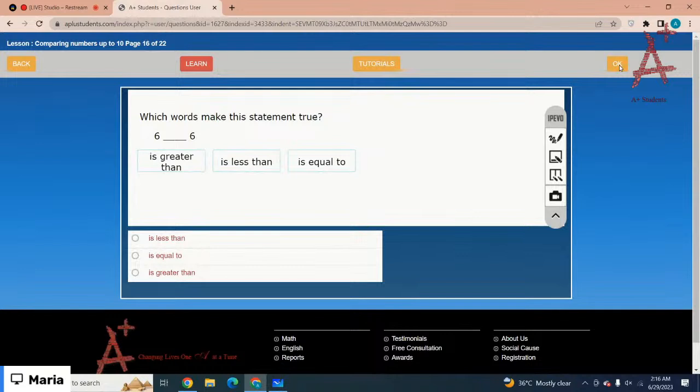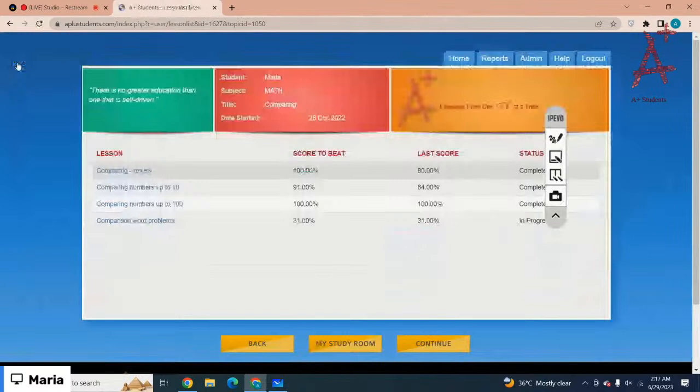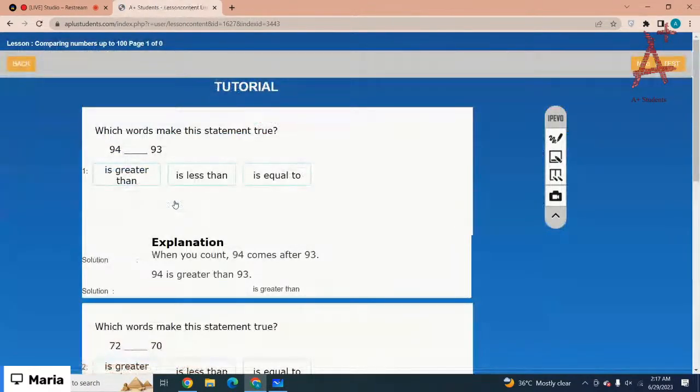Okay, you can complete the test by yourself later today. Let's just move on to the next lesson. Okay, the next one is comparing numbers up to 100.